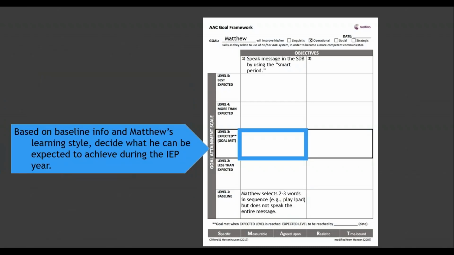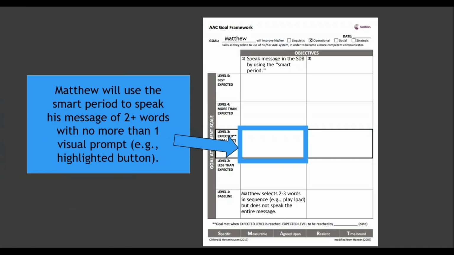And then based on the baseline info and Matthew's learning style, we can decide what can be expected to be achieved during the IEP year. So that's here in level 3. Matthew will use the SMART period to speak his message of 2 or more words with no more than 1 visual prompt.